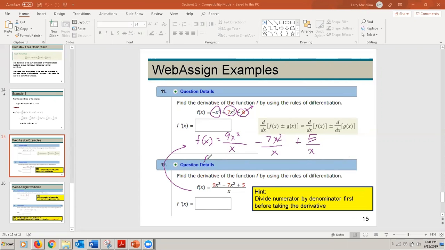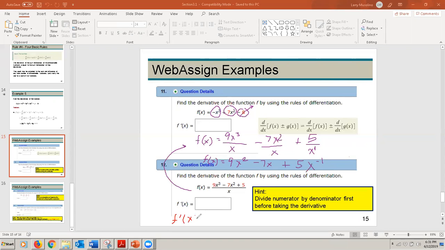So f of x now is going to be 9x squared minus 7x plus 5. Now I really have an x to the 1 on the bottom of this fraction, but I'm going to move that x to the 1 upstairs into the numerator, and that's going to flip it to be x to the minus 1. All right, now we could take the derivative, because now each one of these expressions looks like the power rule can be used.